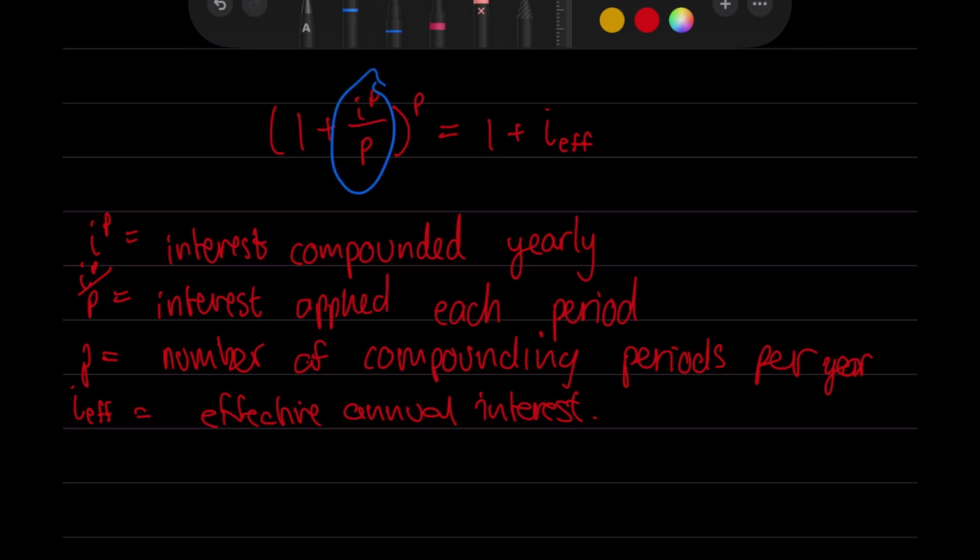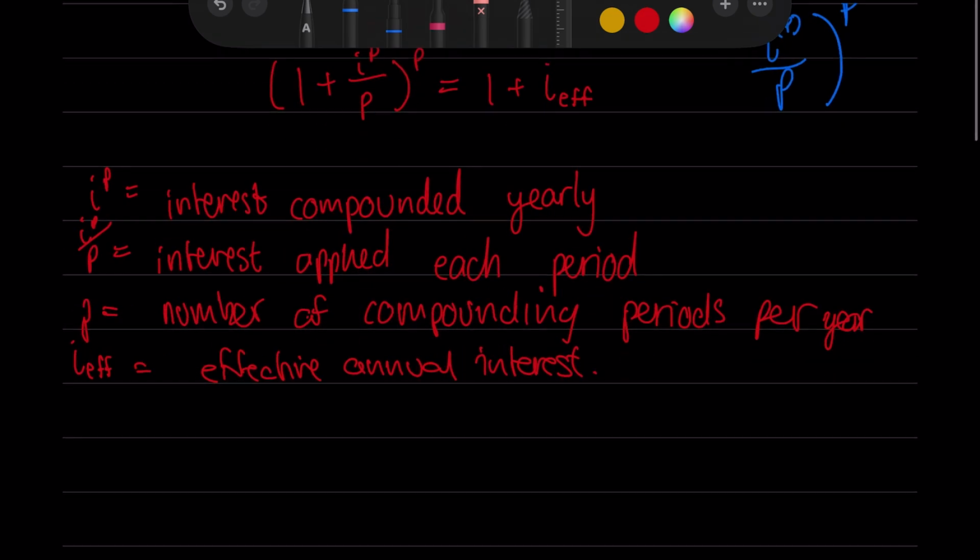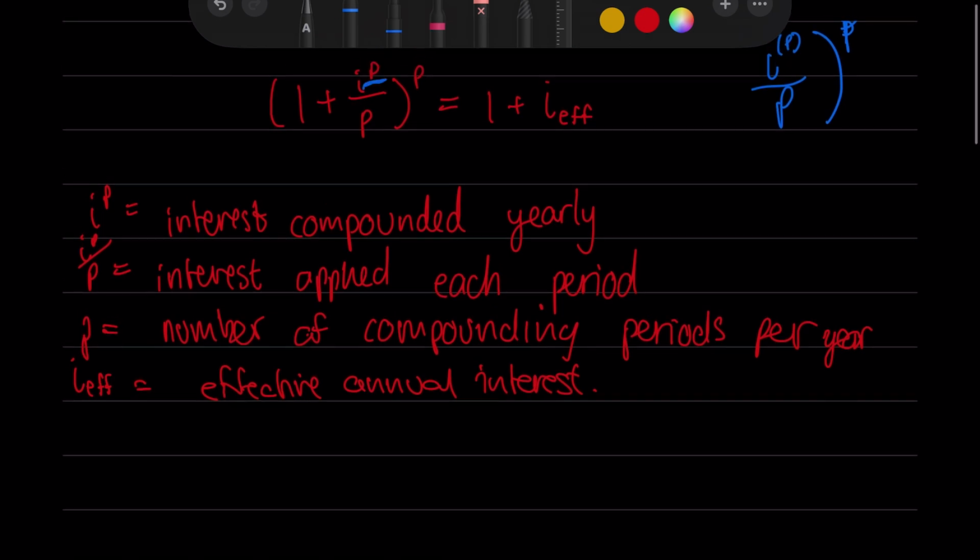in this formula, this P is an exponent. This P is not an exponent, that's just notation. It's IP over P to the power of P. You can't see that, but that P there, that's an exponent. This P here, that's not an exponent.